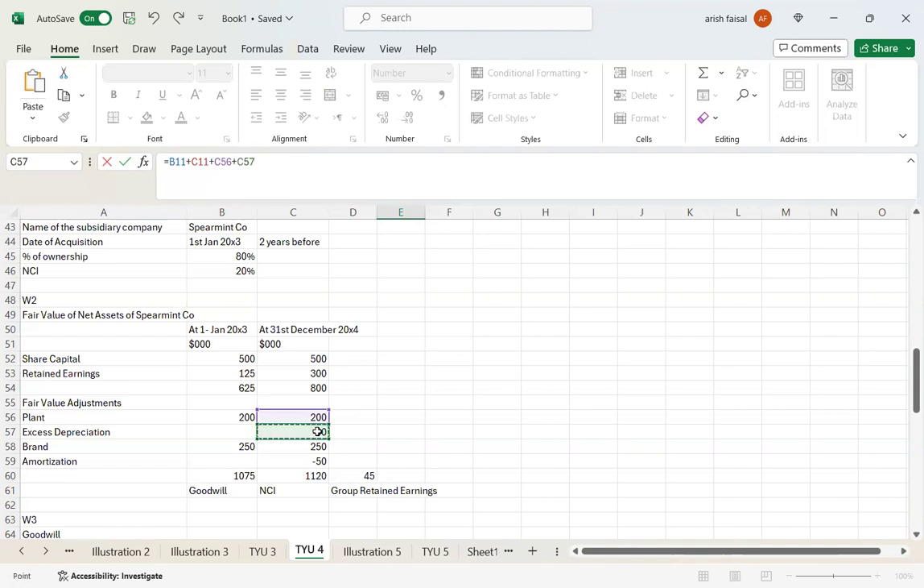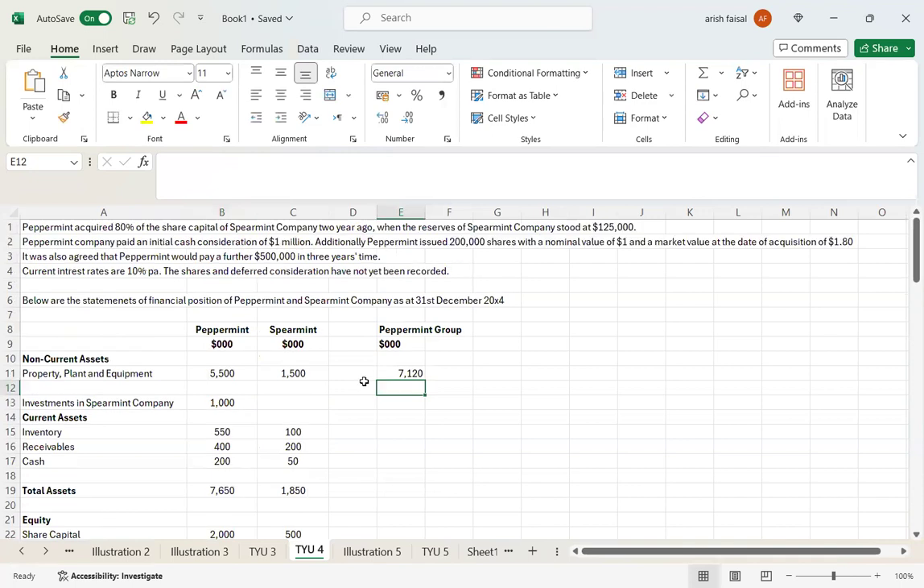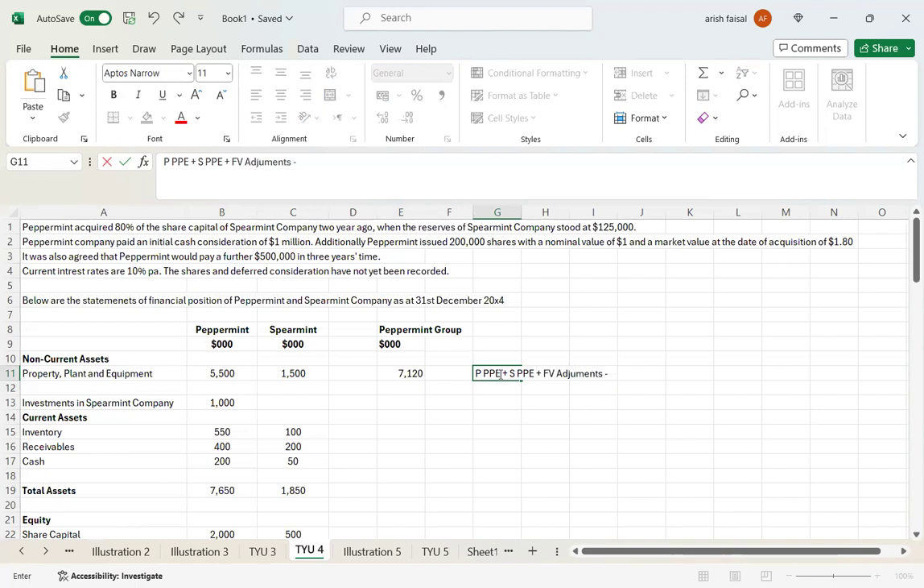So by the reporting date, we need to make a net adjustment of 120, which is 200 minus 80. So that will become 120. So total property, plant and equipment to be recorded in the consolidated statement of financial position will be 7120. I can write down a formula for you: parent property, plant and equipment plus subsidiary property, plant and equipment. And then you have to do the fair value adjustments minus the excess depreciation.